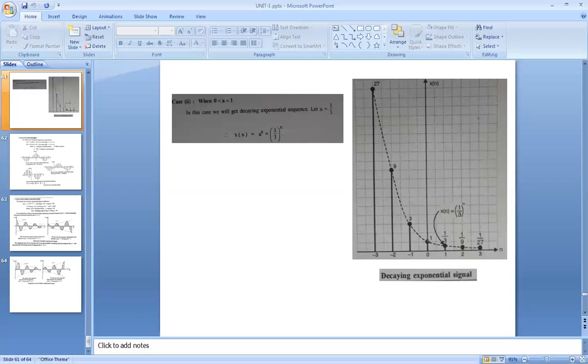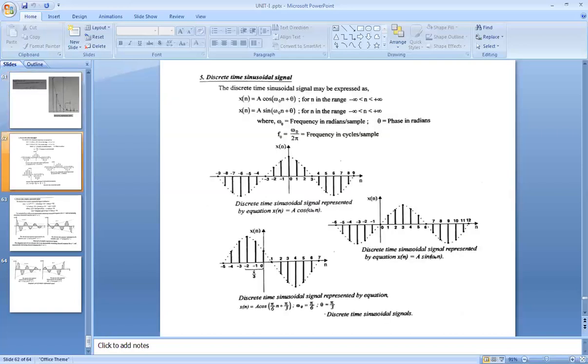Now, the next signal is the discrete time sinusoidal signal. Now, this is a sinusoidal signal, but this signal is shown in discrete time representation. So that's why it is expressed as x of n is equal to a cos omega 0 n plus theta, or you can say x of n is equal to a sine omega 0 n plus theta.